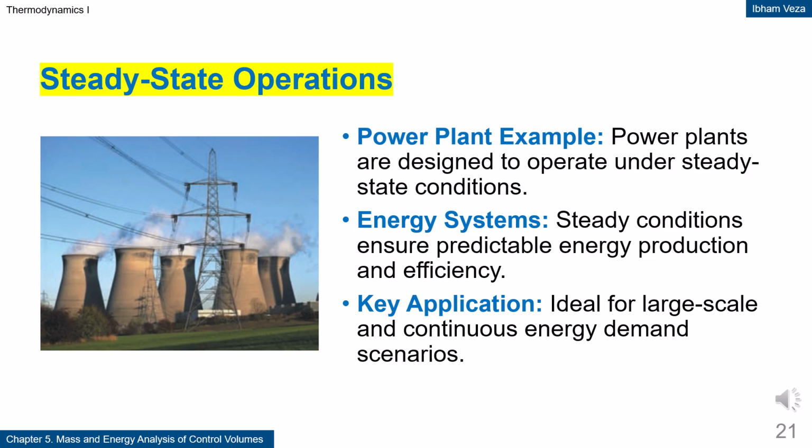Steady-state operation. Steady-state operation means the system conditions do not change with time during operation. Power plants are designed to operate in this condition to ensure stable power output. In this condition, mass and energy flow rates remain constant. This simplifies the analysis because there is no accumulation term in the balance equations. This concept is very important for large-scale energy systems.